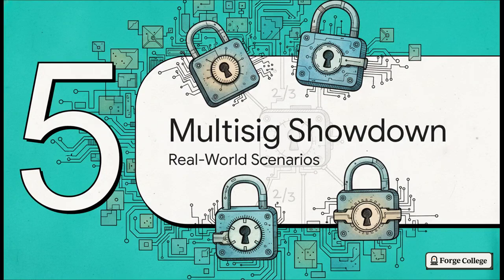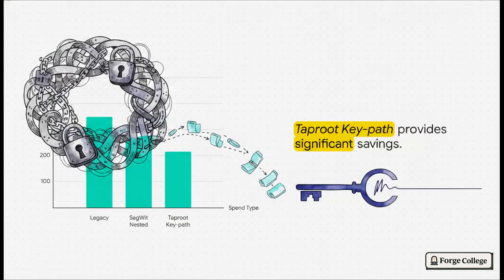Section 5. Real-world multisig showdown. Let's take all this math and test it in a concrete scenario. A standard 2 of 3 multisignature wallet. This brilliantly illustrates the climax of the integration. On the left, a legacy P2SH spend is massive because all those multisig scripts and signatures are stuck in those heavy base bytes. In the middle, SegWit nested multisig drops down to 263 vbytes because, hey, we moved the data to the discounted witness section.